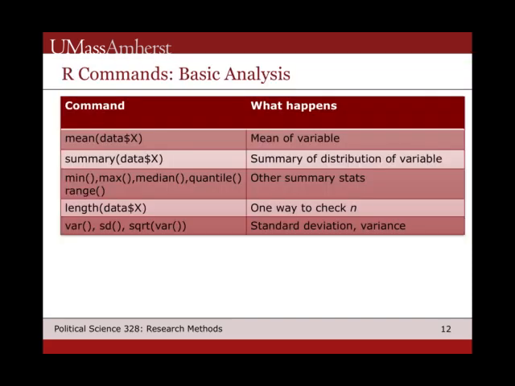Now, we'll be going over this more in class itself, but here are some basic R commands that we might be using when conducting the descriptive univariate analysis we've discussed so far. Sometimes we might be looking at a mean or the summary. There are other summary statistics like minimum, maximum, median, quantile, range. If you need to find n, you can use the length command. And again, there are variance, standard deviation, and square root of variance.